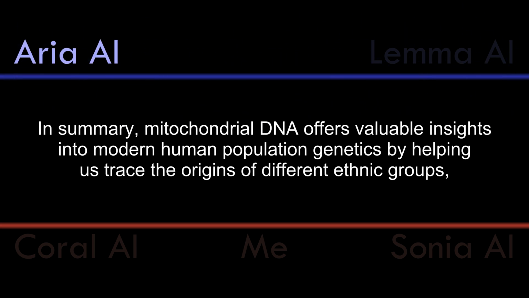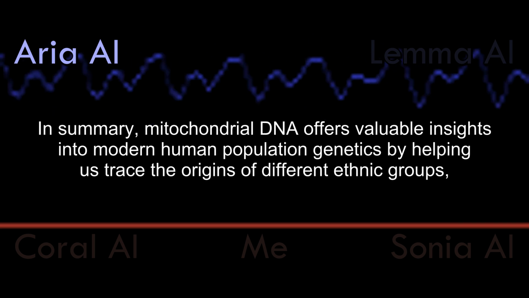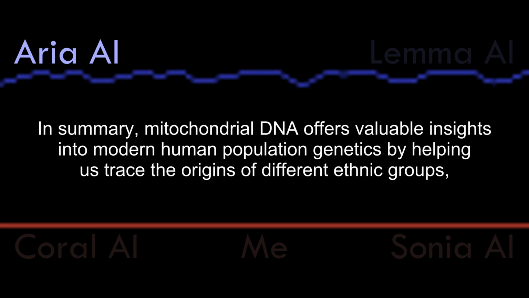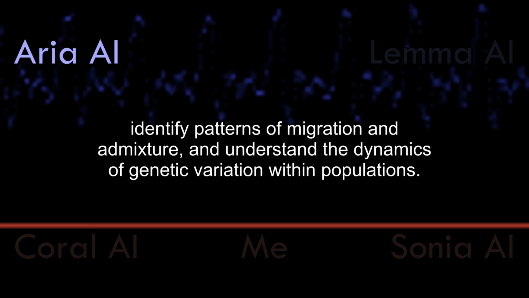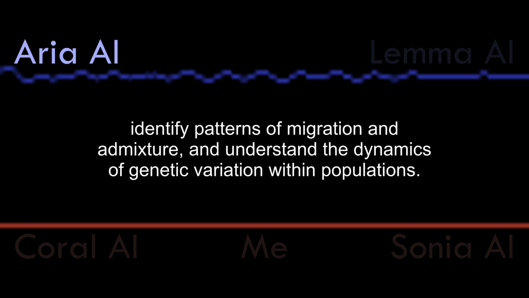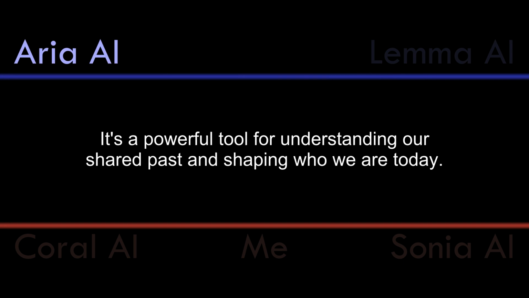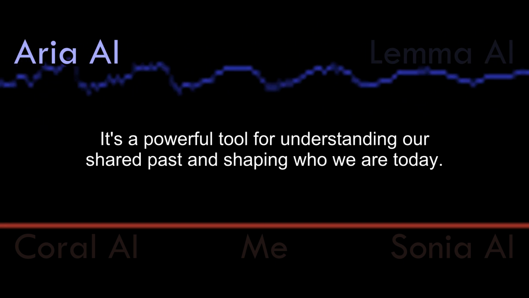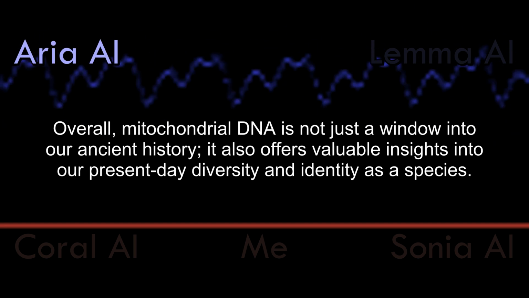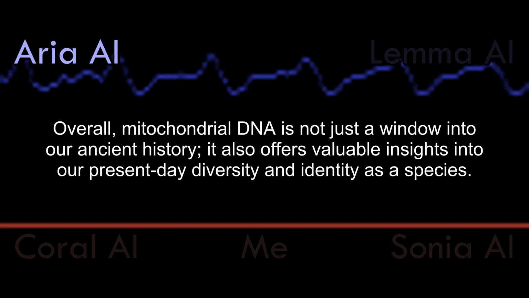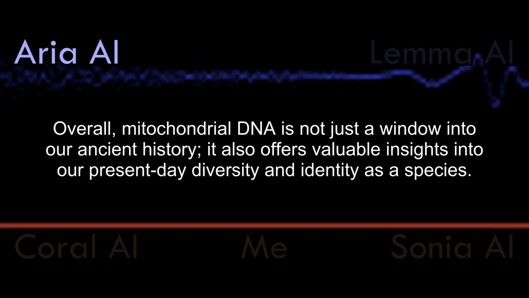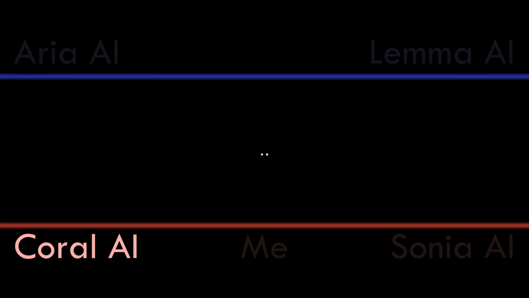In summary, mitochondrial DNA offers valuable insights into modern human population genetics by helping us trace the origins of different ethnic groups, identify patterns of migration and admixture, and understand the dynamics of genetic variation within populations. It's a powerful tool for understanding our shared past and shaping who we are today. Overall, mitochondrial DNA is not just a window into our ancient history, it also offers valuable insights into our present-day diversity and identity as a species.